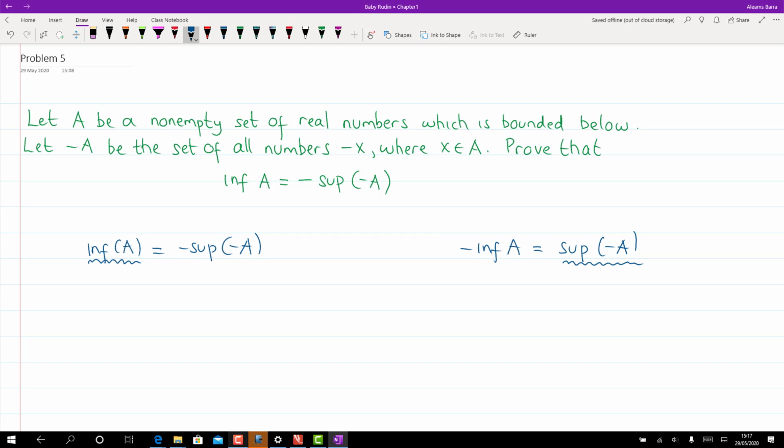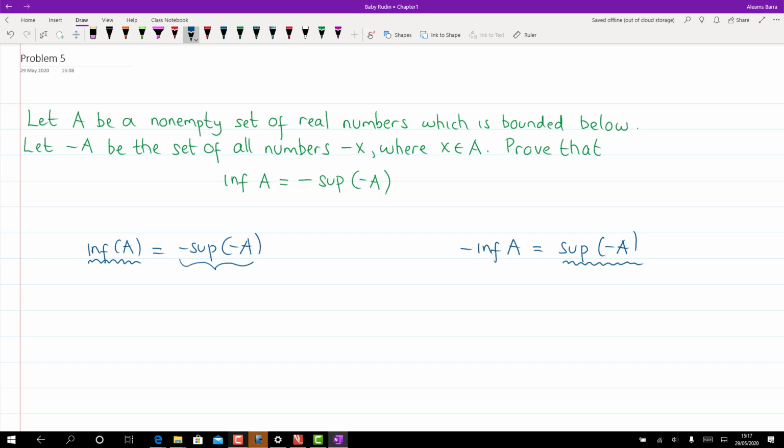Okay, so in order to compare the left hand side and the right hand side, we need to somehow show that the right hand side is also a lower bound for A, right? Remember that the infimum of A is the greatest lower bound. So if this right hand side is also a lower bound, then we can compare.